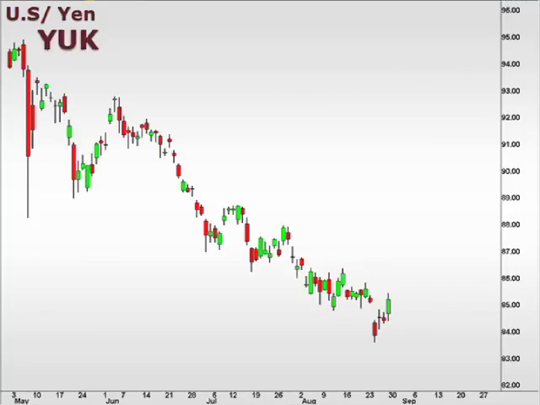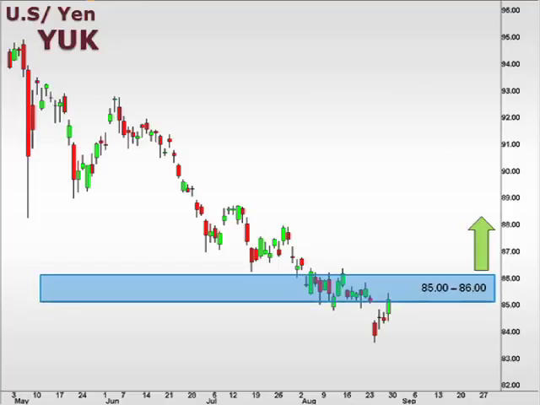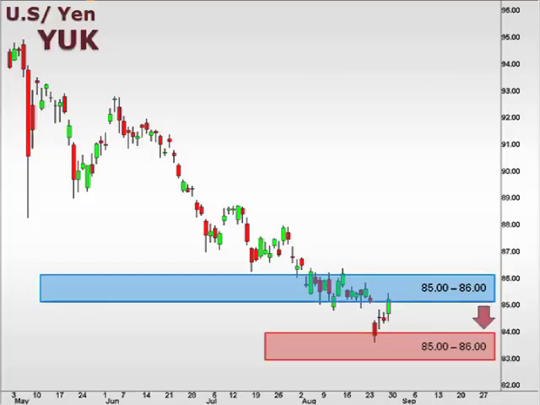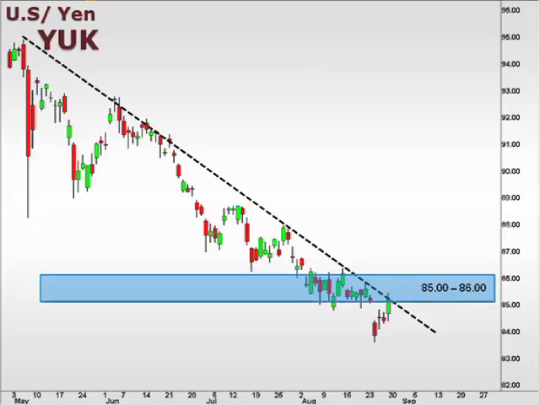Let's take a look at the YUK, the U.S. versus the Japanese yen. Well, the YUK staged a snapback towards the end of the week last week. However, we still need to see a break above 86 to lend credibility to a follow-through higher. Failure to break beyond the 85-86 focal zone is likely to result in a retest of the 85-86 box. The trend in force remains down.